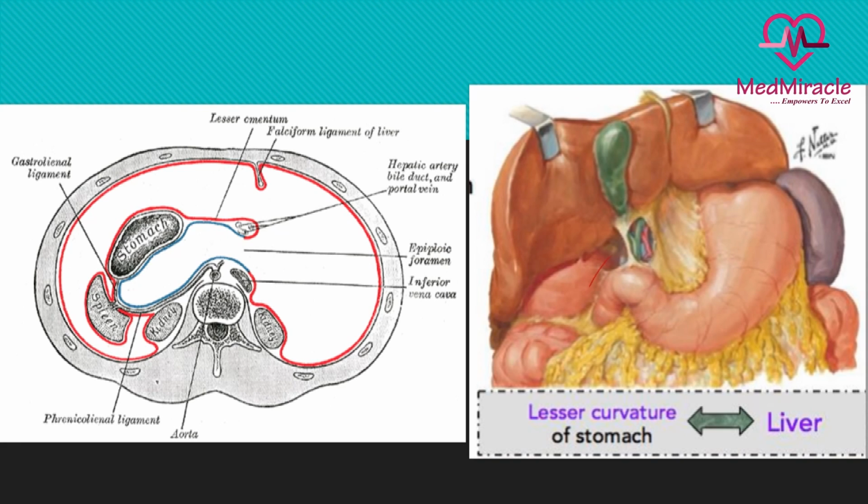Another foramen, that is a different kind of foramen. This is the epiploic foramen, bounded by the free edge of the lesser omentum, the duodenum, and the liver. So this is giving entry to the lesser sac. So the epiploic foramen has also been commonly asked and is a favorite among many examiners.